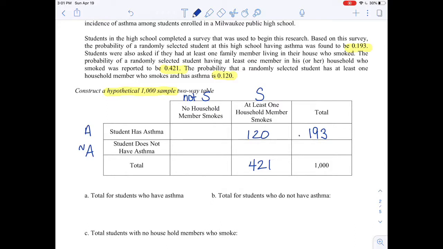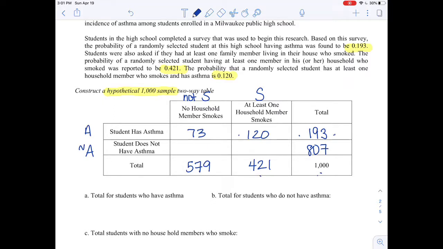If you see that this adds up to 193 and this is 120, this means that there has to be 73 people who have asthma and no household member who smokes. If you know this is 1,000 and this is 193, do 1,000 minus 193 and you'll find out this comes out to be 807. 1,000 minus 421 comes out to be 579.